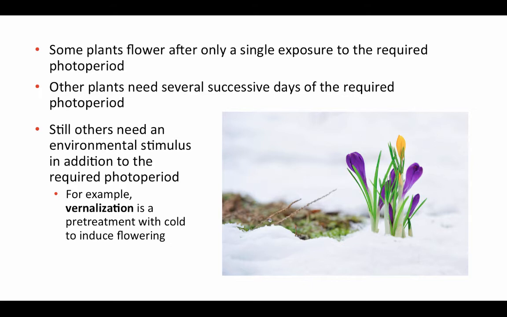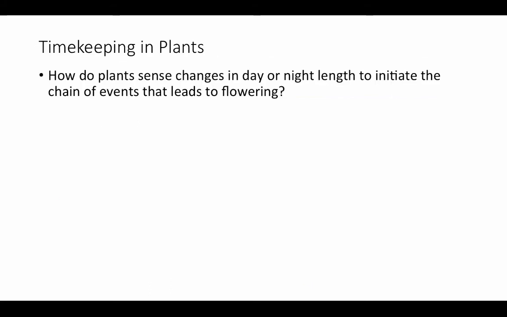One example is this phenomenon of vernalization, where plants have to be exposed to a prolonged period of cold, or a period of cold for a set length before they'll flower, because then they know that the right amount of time has passed for winter, and now it's time for spring, and they can go ahead and produce flowers. So how do plants sense these changes in day or night length to initiate these chains of events leading to flowering? How do they know how long the day or night is?